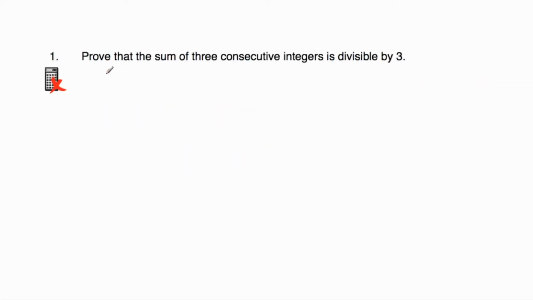So question number 1 says, prove the sum of 3 consecutive integers is divisible by 3. So let's think of 3 consecutive integers. It doesn't specify whether they're odd or even, so it's just going to be 3 consecutive integers. For instance, we could let the first number be called n, the second number would be n plus 1, and the next number would be n plus 2. So they are 3 consecutive integers.